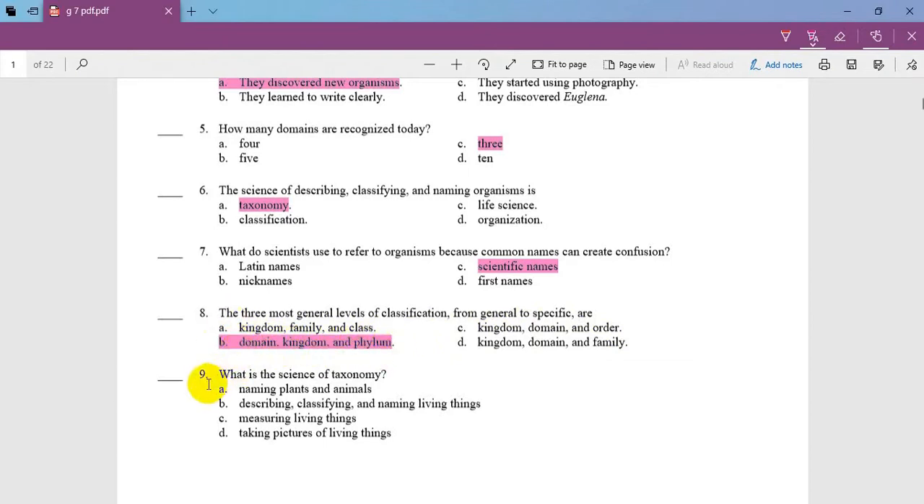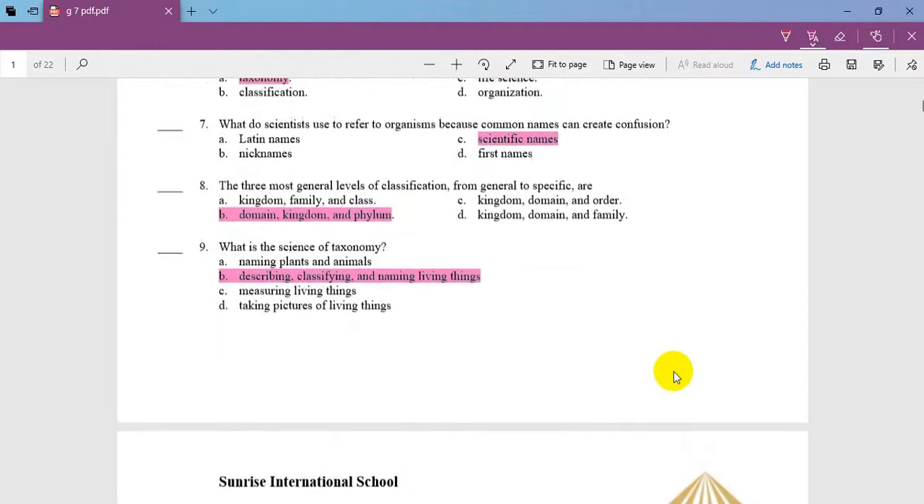Question 9. What is the science of taxonomy? We had this question before, but in a different way. In this one, what does taxonomy mean? Taxonomy is describing, classifying, and naming living things. So the answer will be letter B.